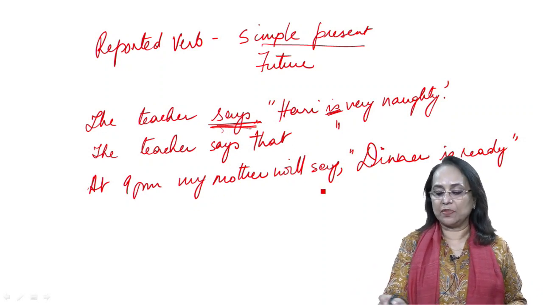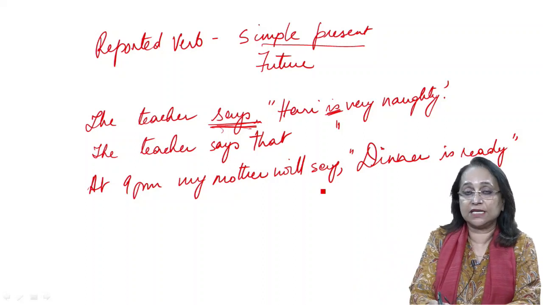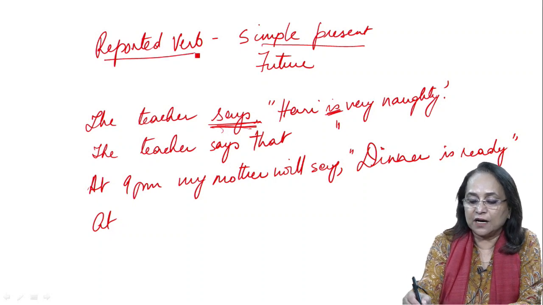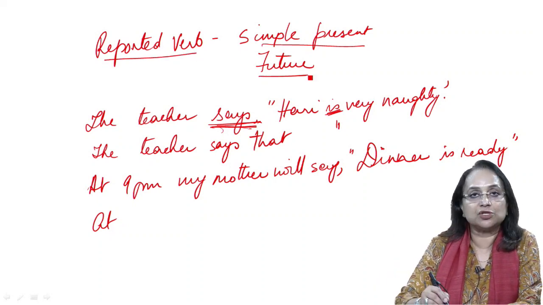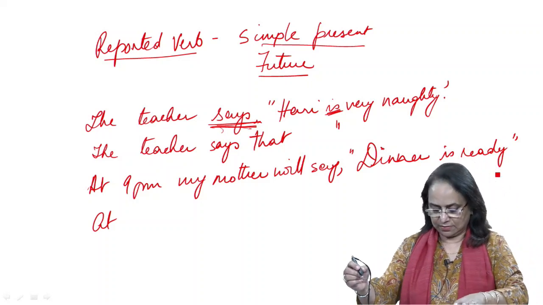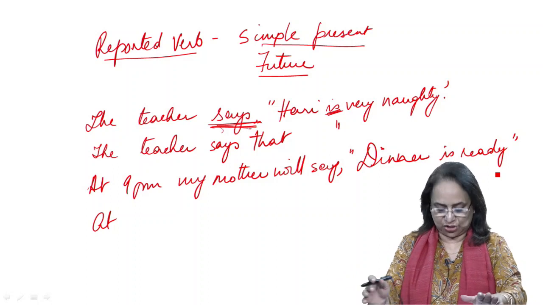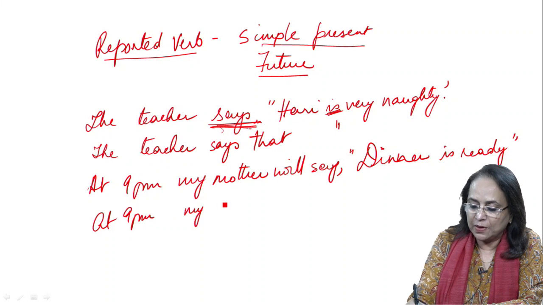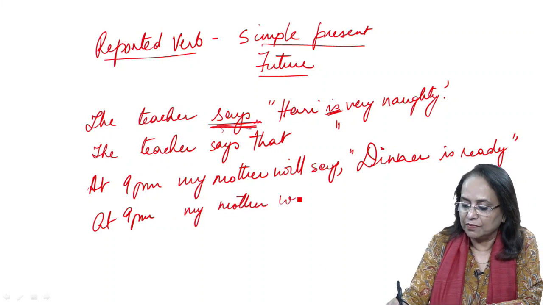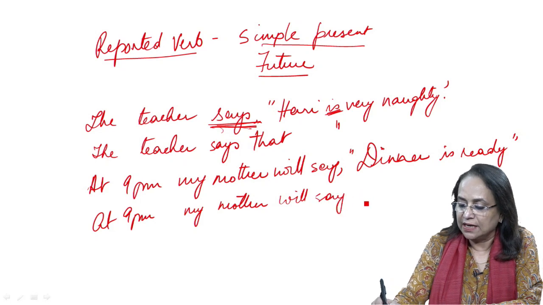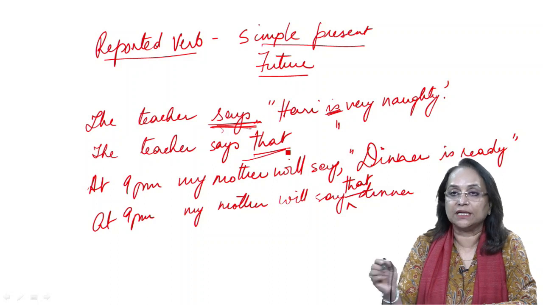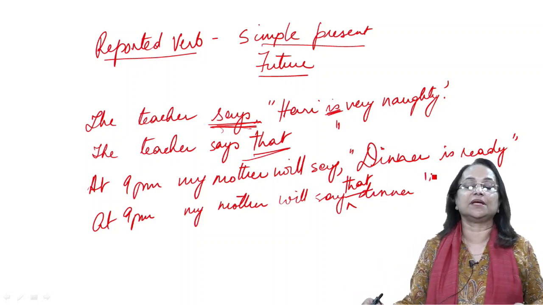So at 9 p.m. my mother will say, "Dinner is ready." Now if we have to convert this into reported speech, simple. We said that if the reported verb is in future, the second verb also remains in that tense. There's no change, right? So at 9 p.m. my mother will say that dinner is ready. We just add this one word, that.